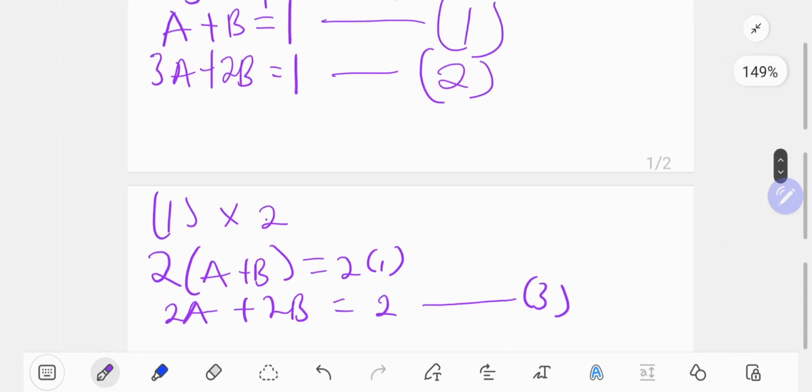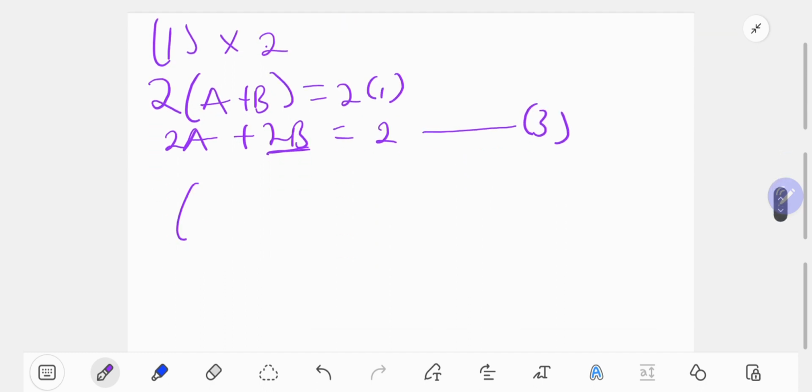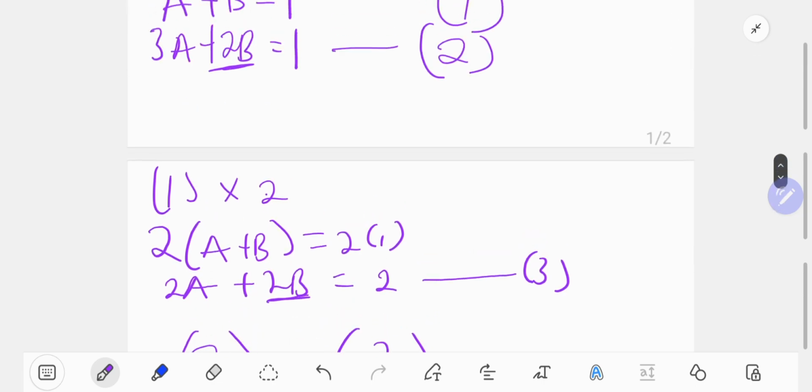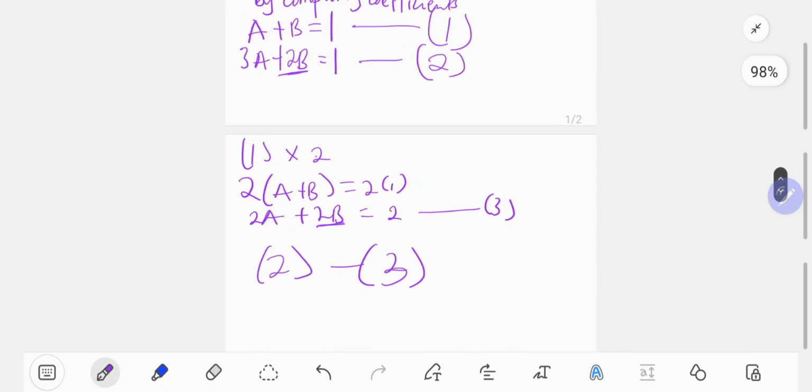Okay, so now we compare 3 and then 2. We want to solve it by elimination method. There is a 2b here, there's another 2b right here, so we want to eliminate the 2b. They are both positive, so we can do that by subtraction. Okay, so let's subtract equation 3 from equation 2. So equation 2 minus equation 3, so that is 3a minus 2a, then 2b minus another 2b, that cancels out to give us 0, right?